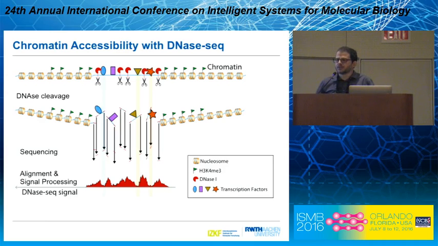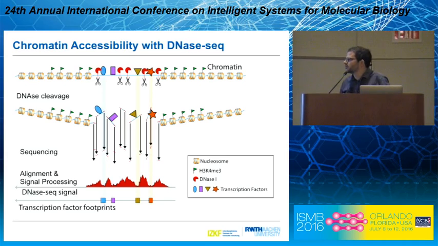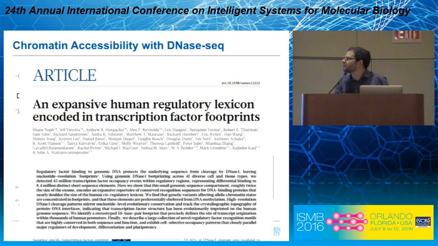But if you do the right signal processing, because the cleavage event happens exactly at the start of your fragment, if you only count the start of your reads, you should also see this kind of signal here, which we call footprints. The footprints reflect the fact that if you have a transcription factor sitting here, it will protect the DNA, and it should show low values between high levels of DNase. So one of the tasks you want to do is to detect these transcription factor footprints.